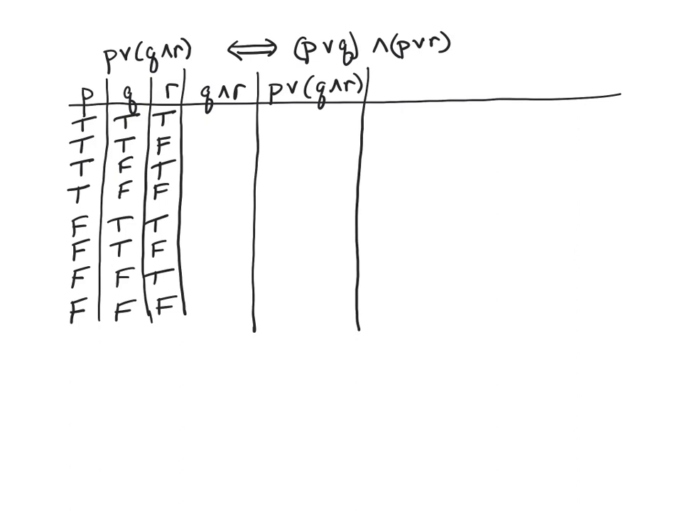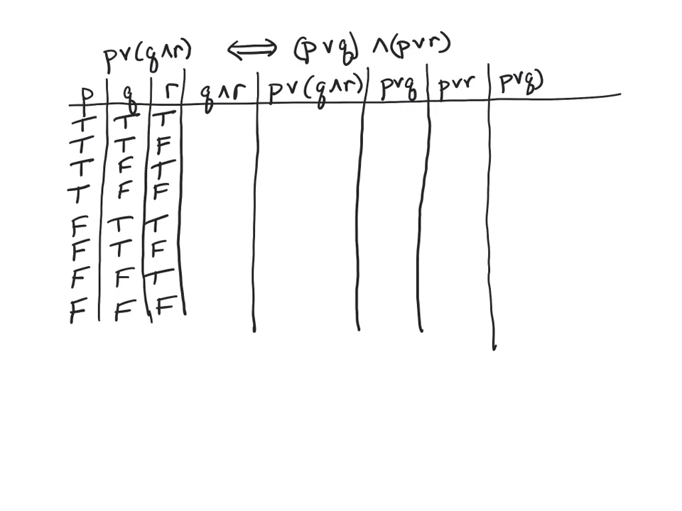All right, now we're going to make a column for P or Q, a column for P or R, and then we put it together. So maybe I should go through this one at least so you know how to do it. All right, let's do it.